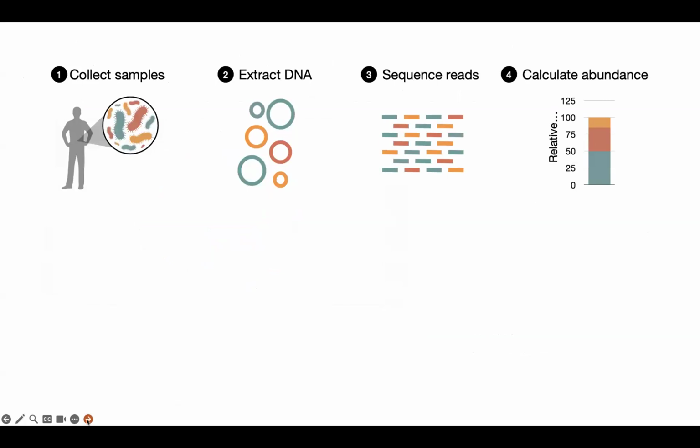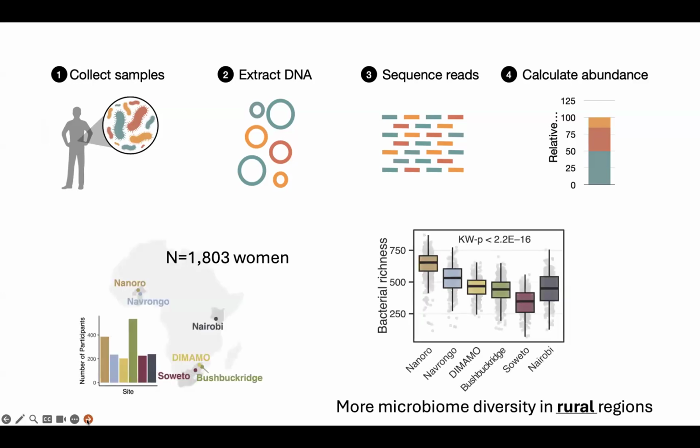So this is about collecting stool samples, because this is the gut microbiome, extracting the DNA, reading the sequences and putting them together and calculating the abundance of different microorganisms. So this was also nested within AWI-Gen, so you can see the same centers involved.